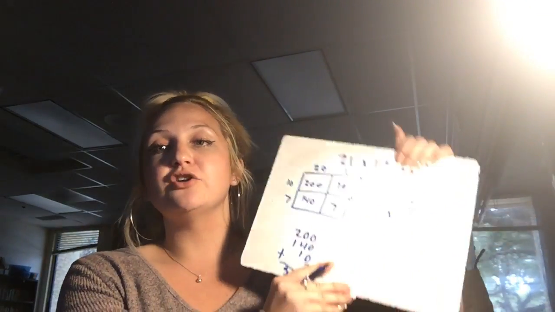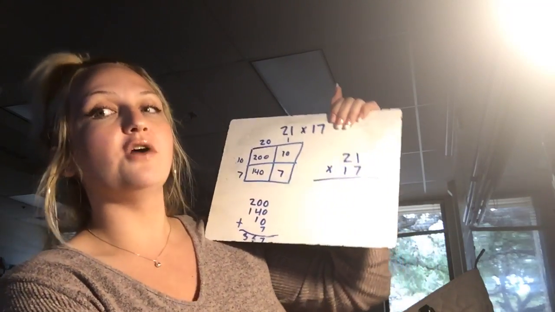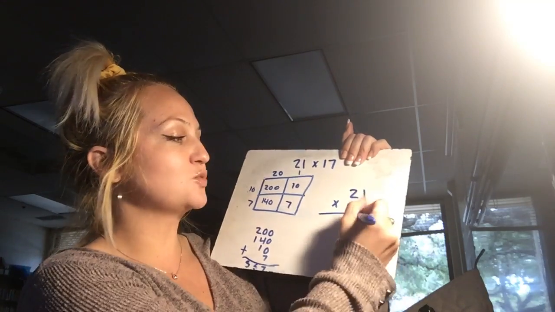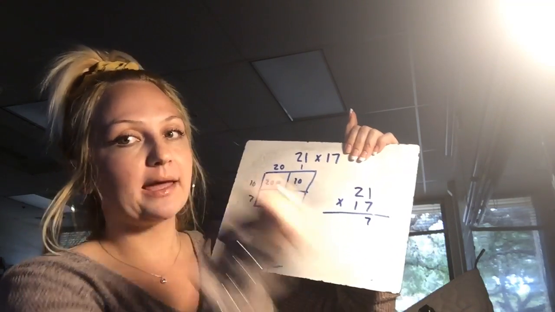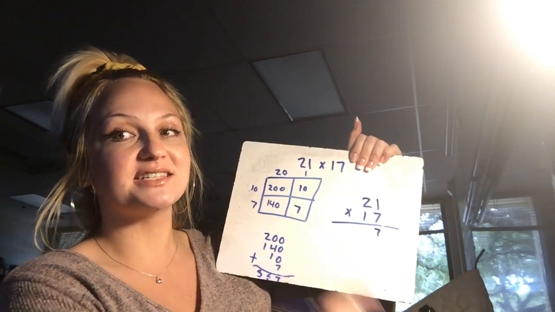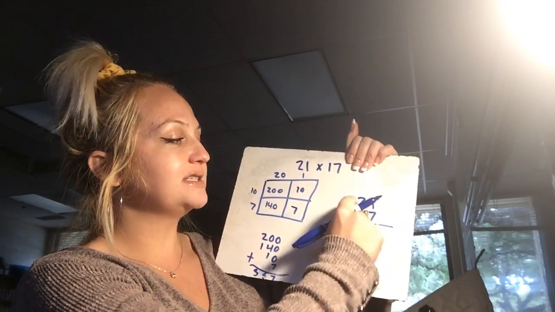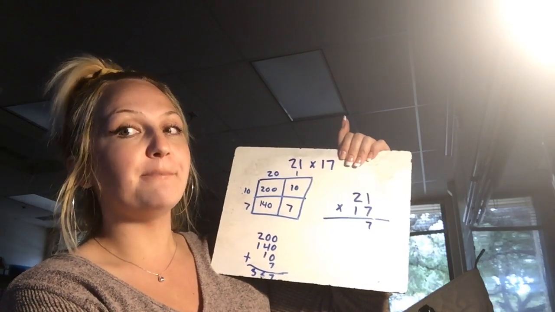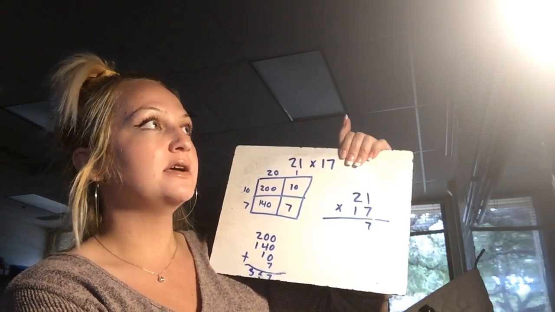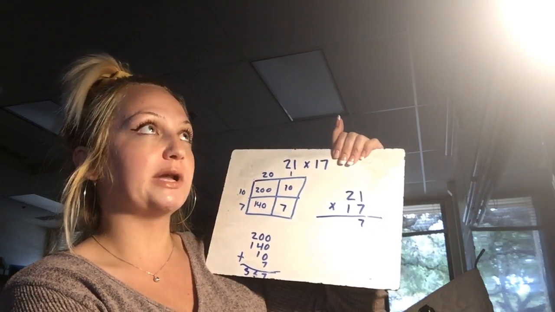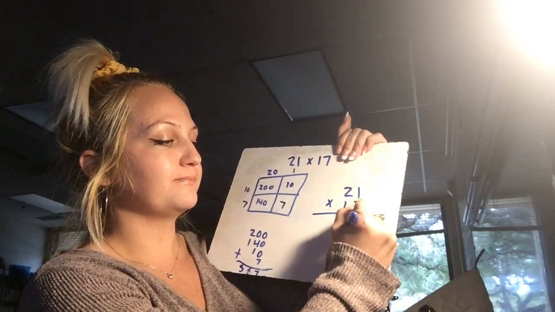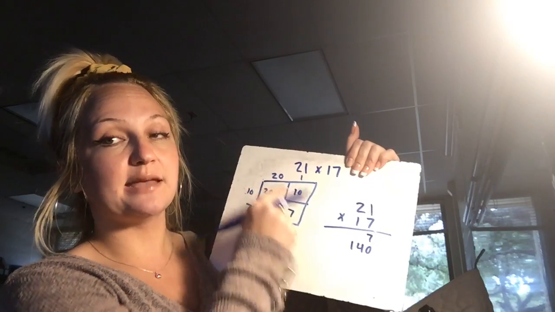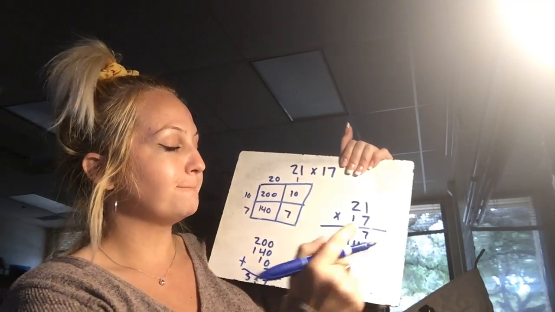21 times 17. Now your first thing that you're going to do is you are going to solve the ones places. 7 times 1. 7 times 1 is 7. Okay? If you look over here, that's what we did in this quadrant. Okay? 7 times 20. You should be able to do that mental math. 7 times 2 is 14, and you have 1 extra 0, so it's 140. That was this one right here. We're essentially doing the same thing, only we're doing it mentally.